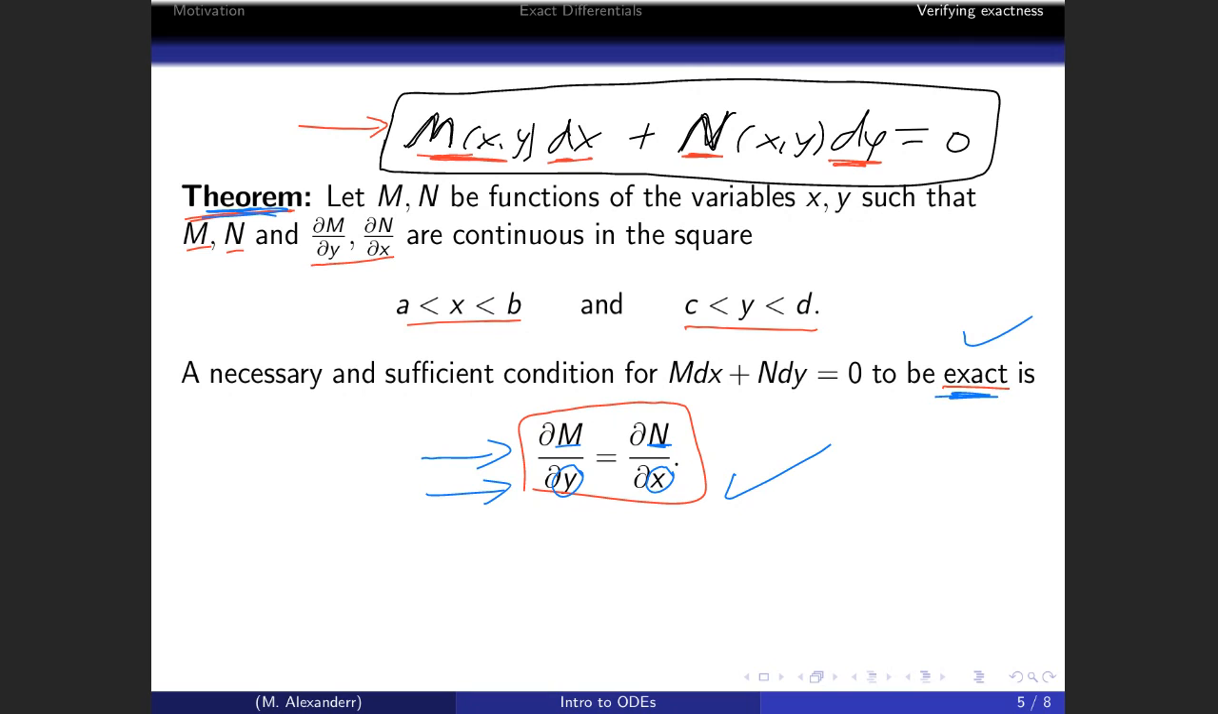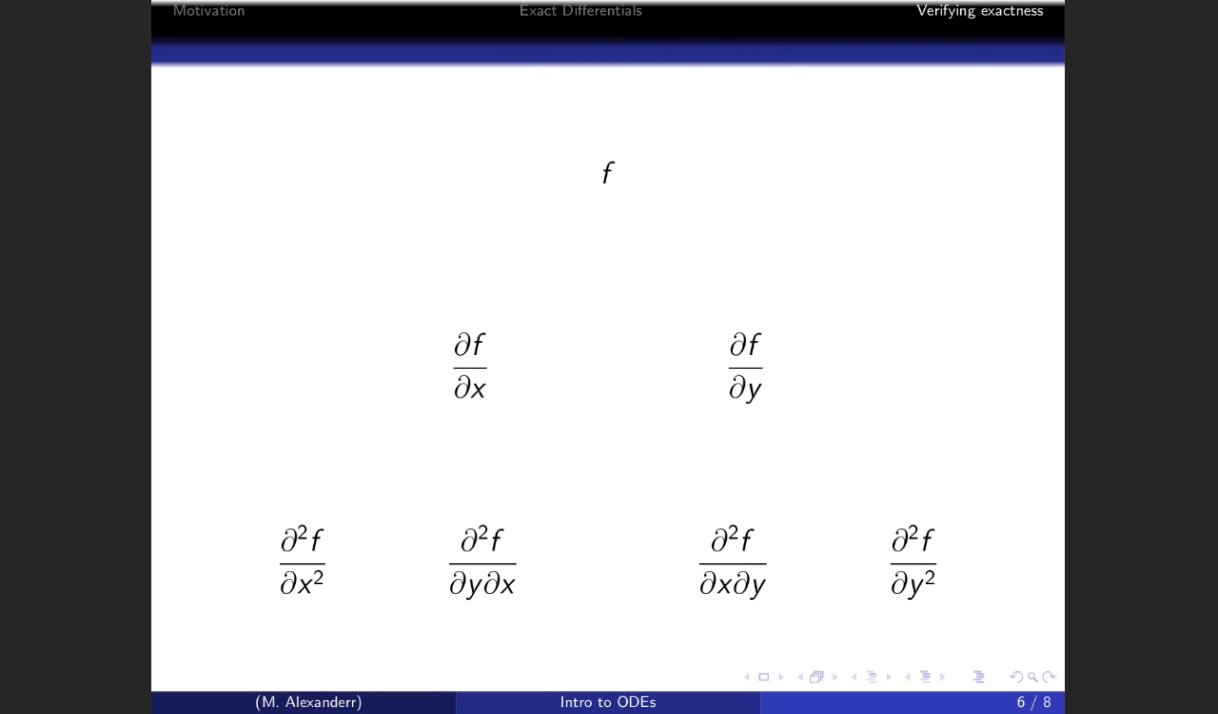Okay, that means that there is some function little f that gives you the m and the n. All right, so if you have taken calculus 3, some vector calculus, what that means is the following. So this is related to calculus 3. So here's the little function f that we start off with, and then we differentiate. Suppose that the function is a function of two variables. And so you can differentiate with respect to x, and you get this derivative. If you differentiate with respect to the y, then you get this derivative.